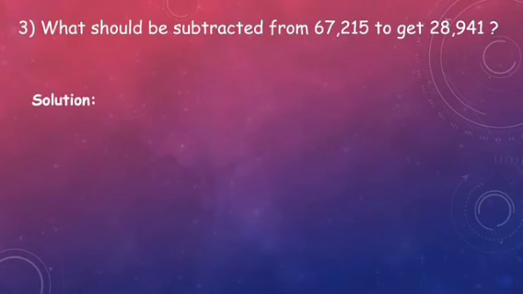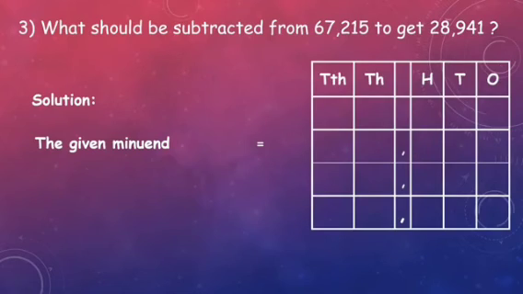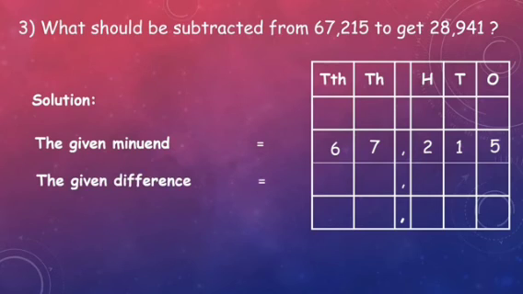For the solution, the given minuend, see here there's a bigger number here. So the minuend is given. We'll arrange it in the place value chart. It's 67,250. Now we have been given the difference also. So the given difference is 28,941.